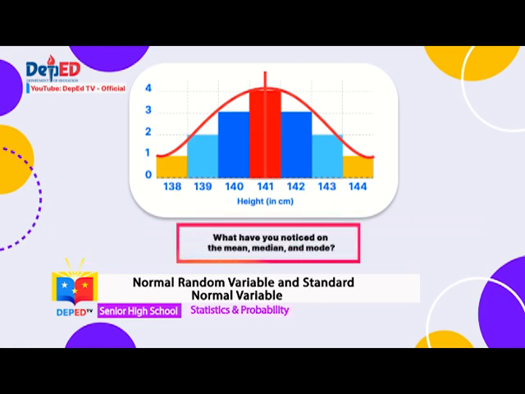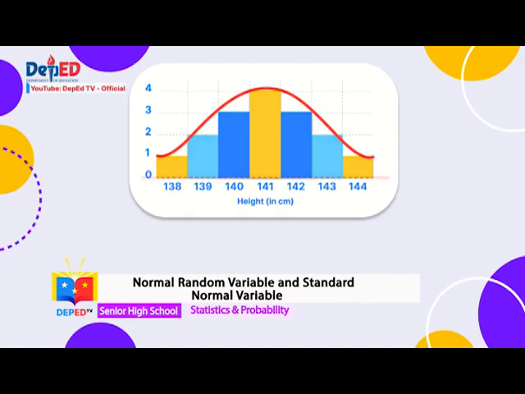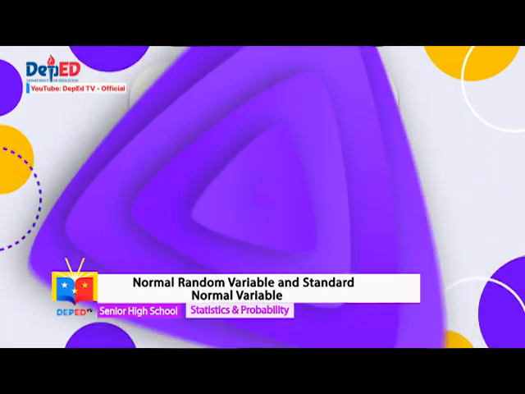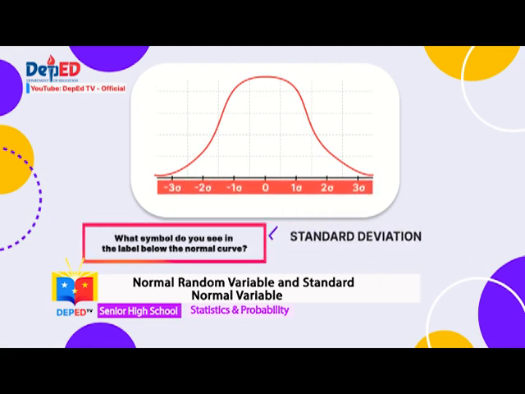What have you noticed on the values of the mean, median, and mode? Exactly. If your observation is that they have the same value, you're correct. The third property of a normal curve is that the mean, median, and mode coincide at the center. This also means that in a normal distribution or a distribution described by a normal curve, the mean, median, and mode are equal. What symbol do you see in the label below the normal curve? If your answer is standard deviation, that's the correct answer.